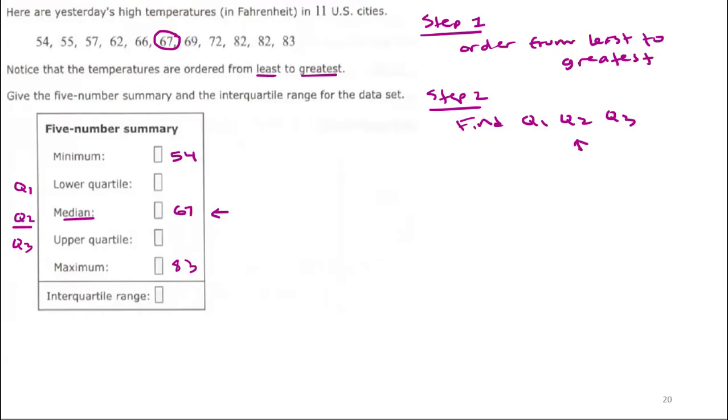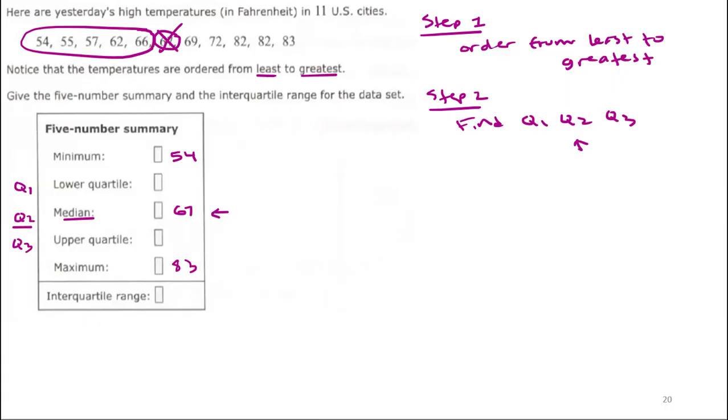Now I need to find Q1, or the lower quartile. They interchange these words. I already used 67 as my actual median number. Since I used 67 as my actual median number, I can no longer use that number to find Q1. So the numbers that I can use are the numbers that are on the left of 67.